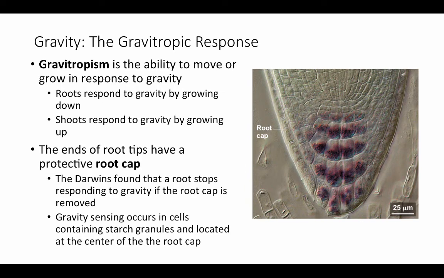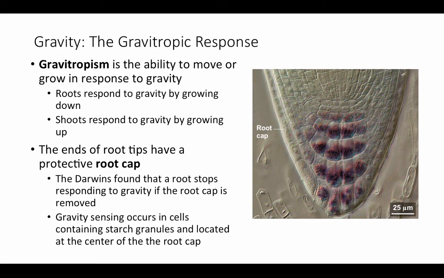And it turns out that the ends of root tips have the sensors that are going to detect this gravitational pull, and they're going to be located in this protective root cap that we talked about before. That's a layer that surrounds and protects the apical meristem of the root. So these were more experiments done by Darwin and his son, and they found that a root stops responding to gravity if the root cap is removed. So there's something going on in this root cap that's what is allowing the plant to sense and respond to this gravitational signal.